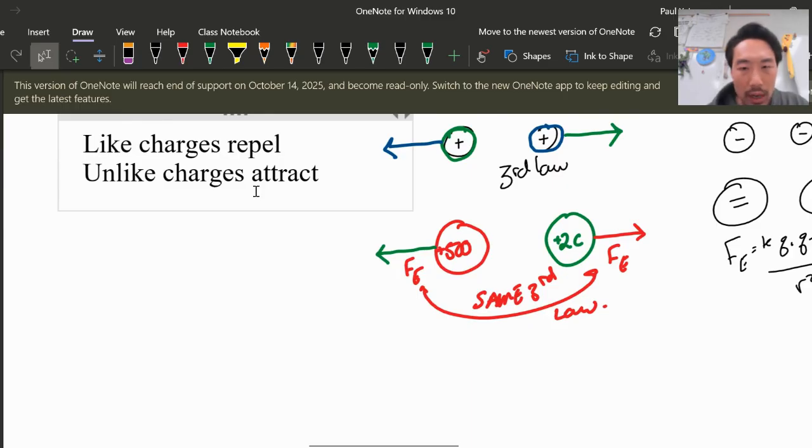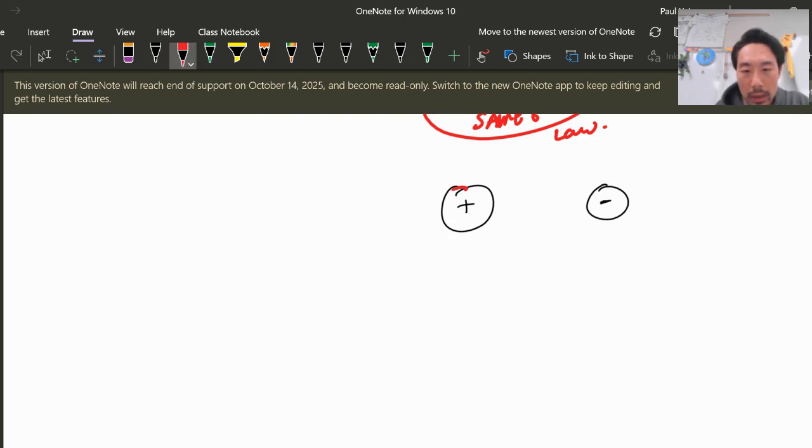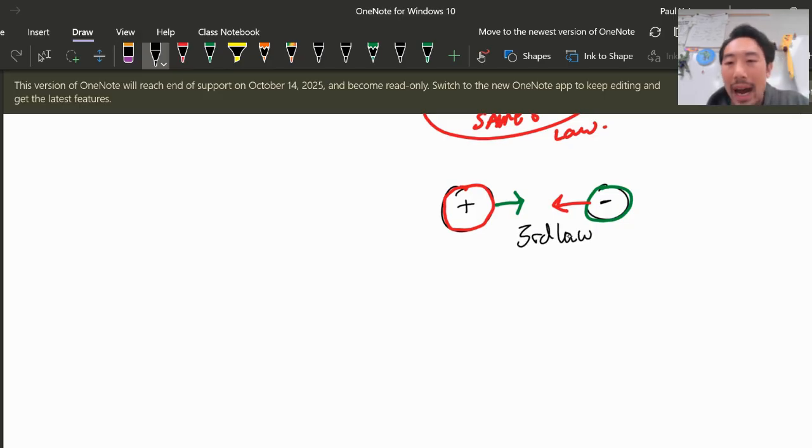And of course, there's a little caveat with that as well. So let's just do a quick little example. We have a positive charge here and a negative charge here. This positive charge will be pulled towards, so I'm going to use my color system again, this will be red, and we'll make this one green. So this positive one will be pulled towards the negative charge, and this negative charge will be pulled towards the positive charge. And once again, the third law is still in effect. The amount of force will be identical.